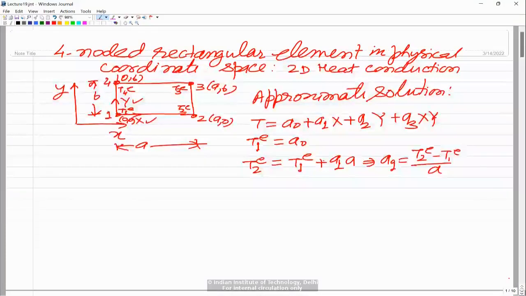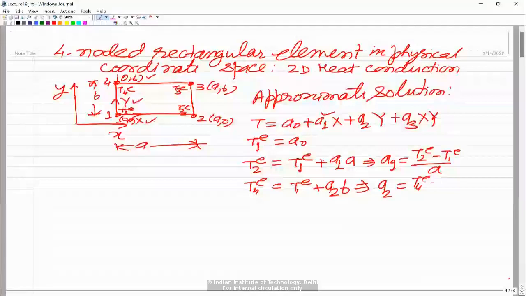Then if you look at node 4, T4e would be equal to, for this node the x coordinate is 0 and the y coordinate is b. So we get a0, which is T1e, plus, since x is 0, this term goes to 0, and then we have plus a2 into b. Therefore from this equation the constant a2 is equal to T4e minus T1e upon b.